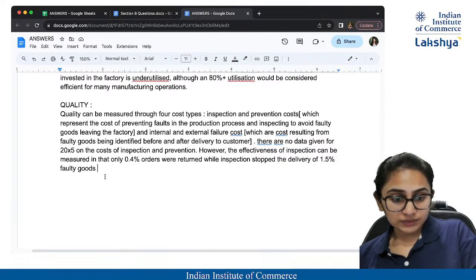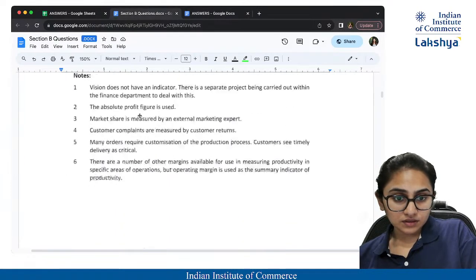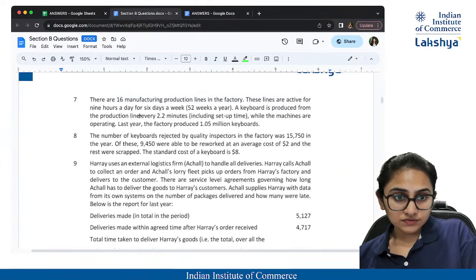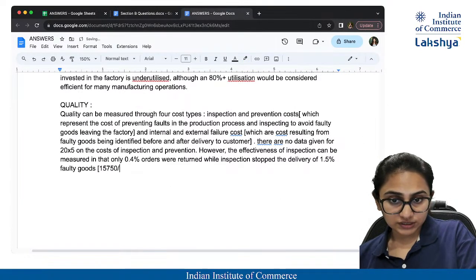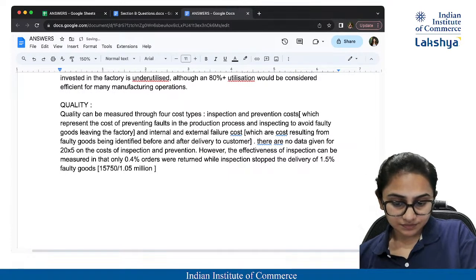And how did we get this faulty figure? 15,750. What is that? 15,750 divided by 1.05 million. 15,750, that is the faulty, divided by 1.05 million. Okay.